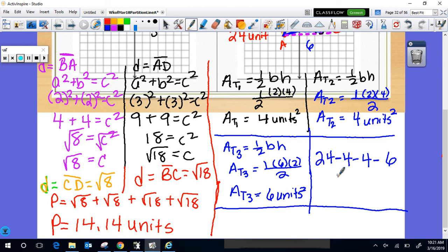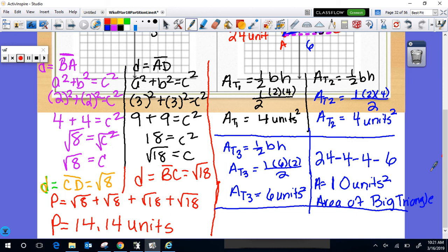24 minus 4 is 20. Minus another 4 is 16. Minus another 6 is 10. So the area of the big triangle is going to be 10 units squared. And that's the area of the big triangle, of that blue triangle sitting in the middle.